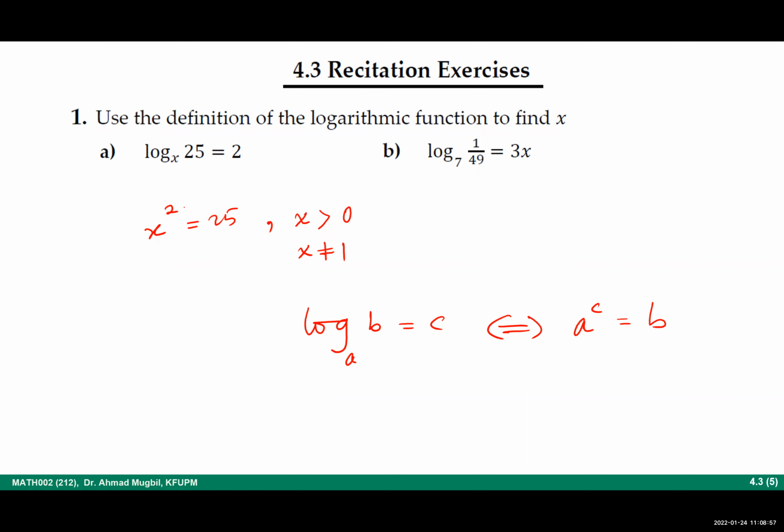Now, x squared equals 25. You will take the square root of both sides. x equals what? 5. Why didn't we say -5? It is not an acceptable value. We cannot accept that value.